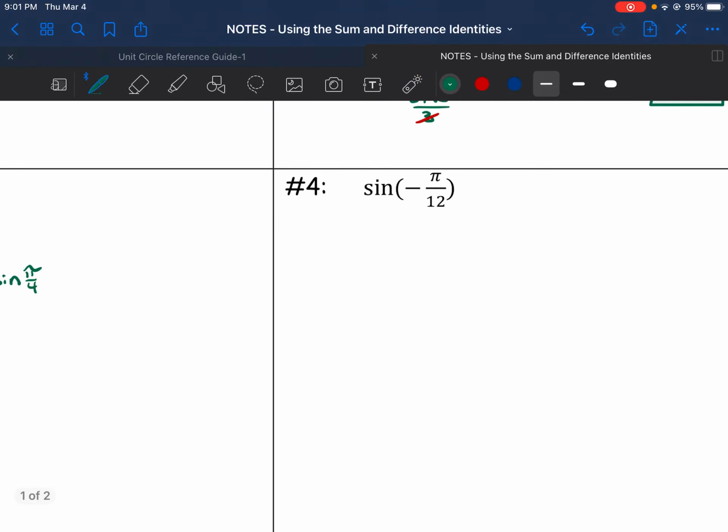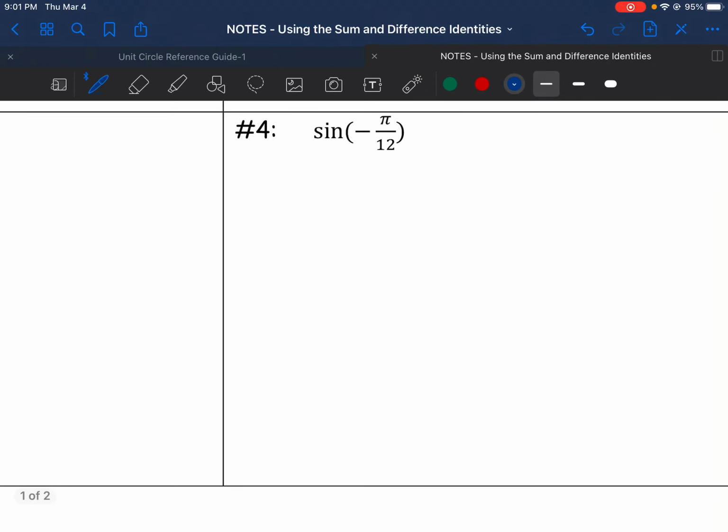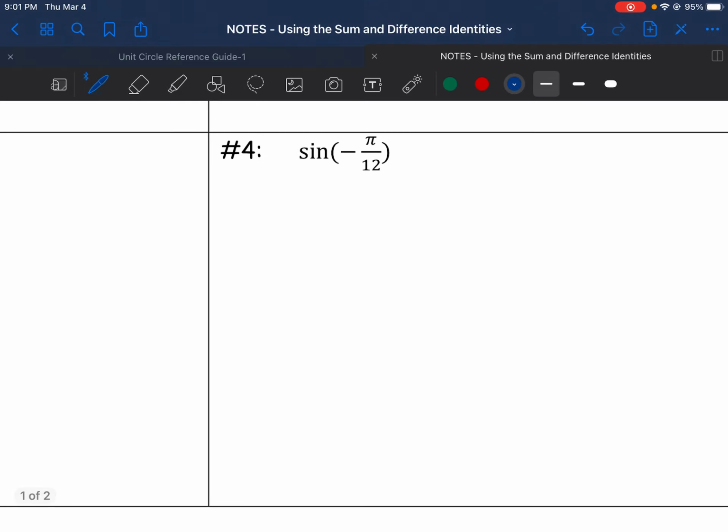All right, last example that we're going to do here in the notes. Number 4, we have sine of negative pi over 12, so we're going to deal with a negative angle. And there's actually a couple different ways that you could handle this. You can either keep it a negative angle, and that's what I'm going to do in this problem. Or if you remember back to coterminal angles earlier in the course, you can find a coterminal angle by adding 2 pi to it. So you could do that if you wanted to, and get a positive angle and deal with it that way. But I'm going to keep it as a negative angle.